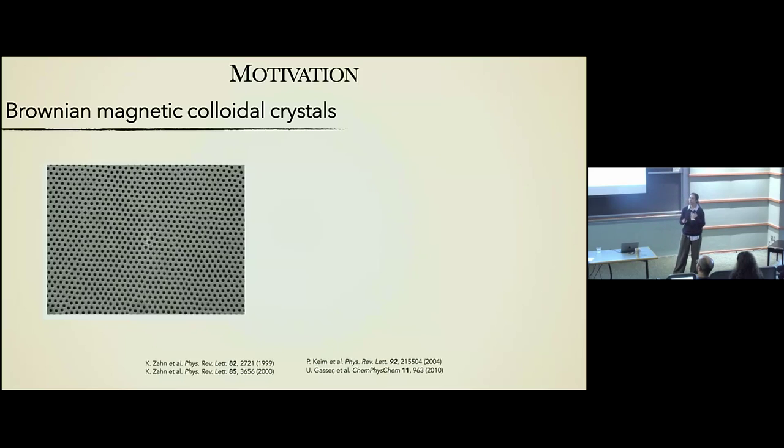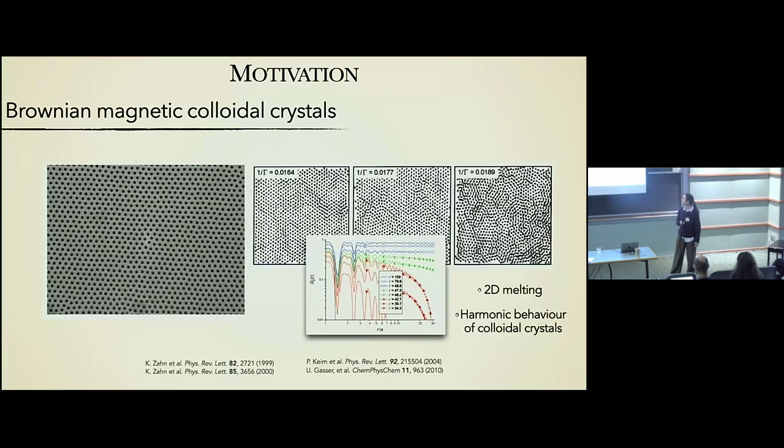That is, Brownian magnetic colloidal crystals. There were many studies in the late 90s and early 2000s, and all of these stories of how colloids can act as model systems to study different transitions at different length scales. They've been used to study glass transition, melting transition, in this case specifically the 2D melting transition, and also the harmonic behavior of colloidal crystals compared to more atomic crystals.